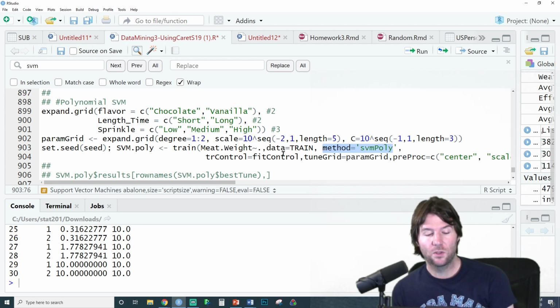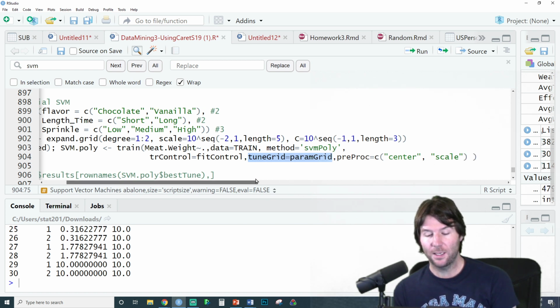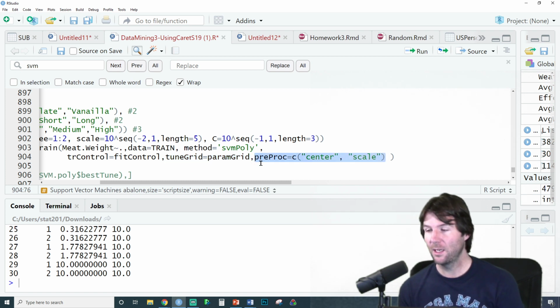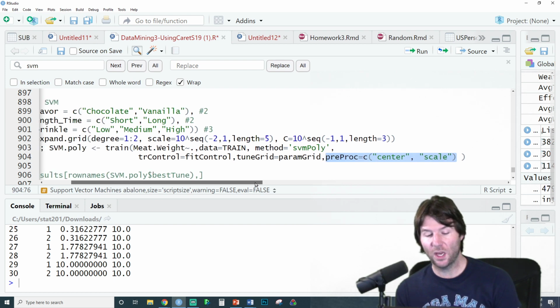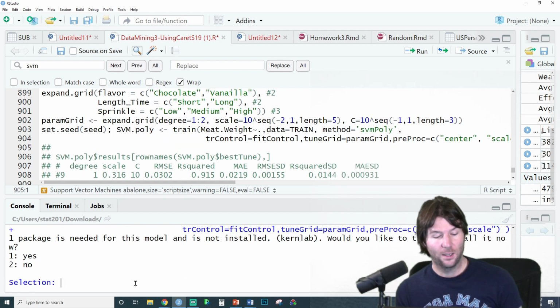So we've got the train control equals fit control. This is where we're seeing how it works on the validation. We've got the tune grid, which is right here. There it is. And then we've got the preproc. That's going to make everything into z-scores because we are centering and scaling all the data. That's going to give all the variables an equal say in the model, and we've talked about that a lot in class. So we go ahead and run it right here.